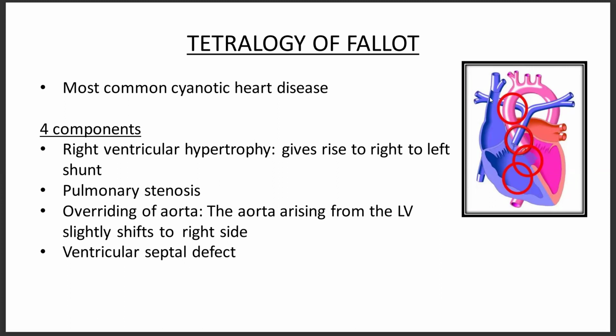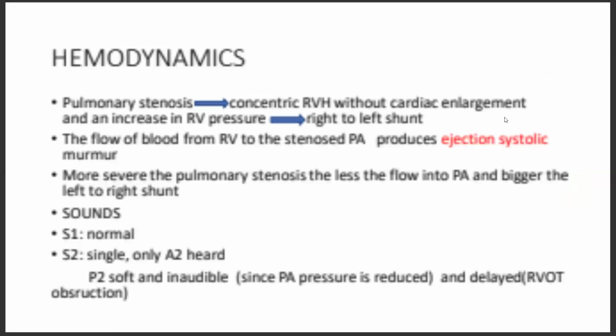So in this picture, we can see these 4 components of tetralogy of Fallot. This is the right ventricular hypertrophy. Then we have the large ventricular septal defect. Then we have the pulmonary stenosis or right ventricular outflow tract obstruction. Then we have the overriding of the aorta. So these are the components of the tetralogy of Fallot.